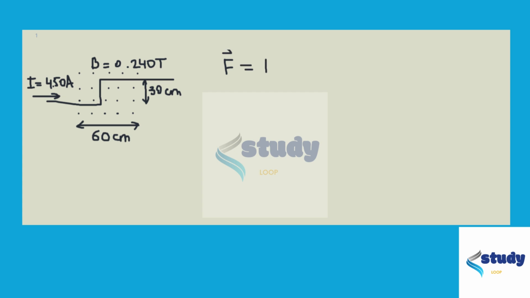F equals I, current, and then the cross product of the length of the wire and the magnetic field. Because the magnetic field is always perpendicular to the wire, the cross product simply equals I L B.